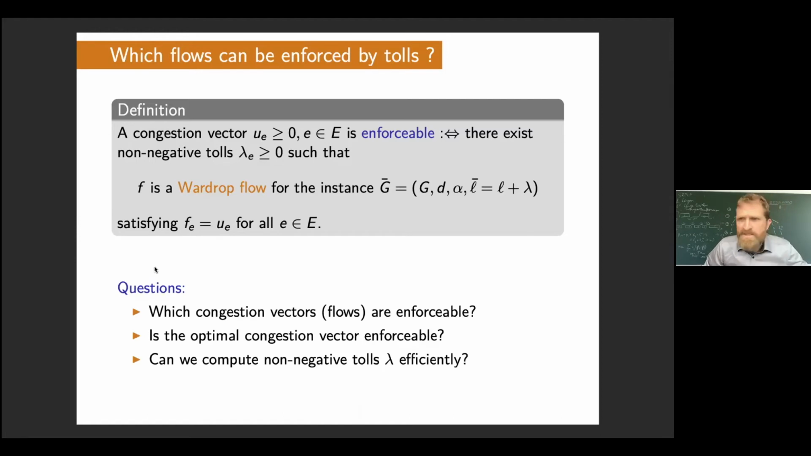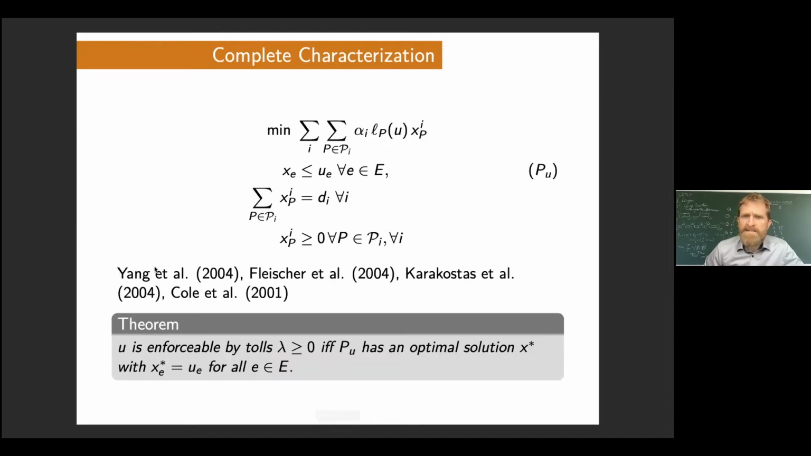And the questions I was raising were: which such vectors can you actually enforce? Is the optimal congestion vector enforceable, I mean, minimizing some objective? Or can you compute these prices efficiently? And there is an almost complete answer already. And the answer looks roughly as follows.